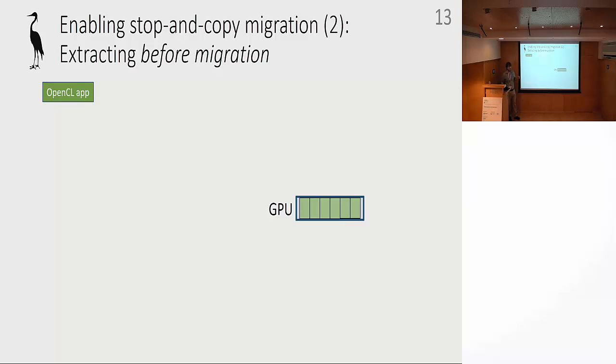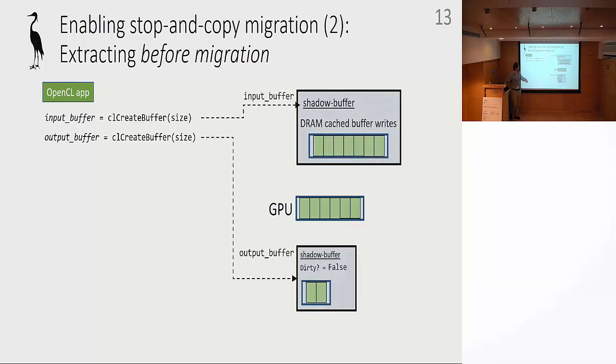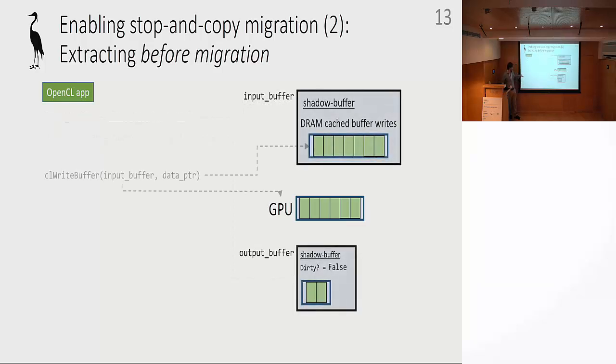So let's look at the events leading up to before migration begins. So the programmer is continuing, creating both input and output buffers. So in this case, when they write the input buffer, what Crane does is we interpose in this call and we record the writes to a cached copy in DRAM. The reason this matters is because before migration begins, we have to extract all the GPU state. So if the GPU device memory is already in DRAM, it reduces that stoppage time.